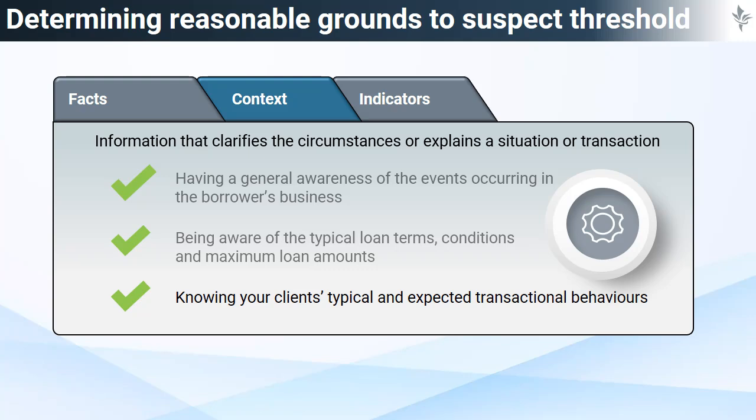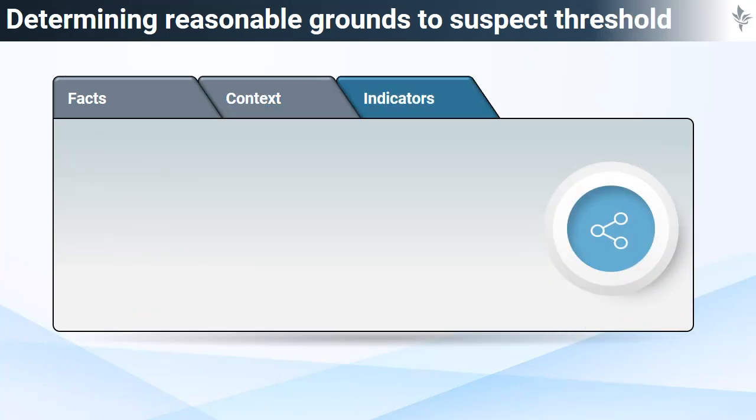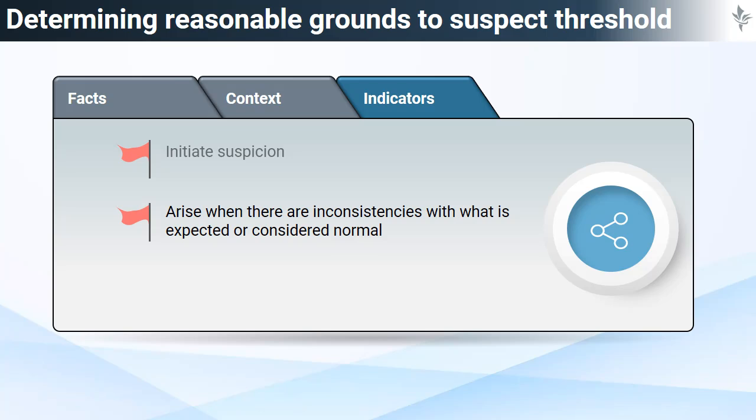By being aware of the typical loan terms, conditions, and maximum loan amounts that occur within your business or industry, and by knowing your clients' typical and expected transactional behaviors based on their client profile such as occupation and source of funds. Indicators are potential red flags that can initiate suspicion and indicate that something may be unusual without a reasonable explanation. Red flags often arise when there are inconsistencies with what is expected or considered normal based on the facts and context you know about your client and their transactional activities.